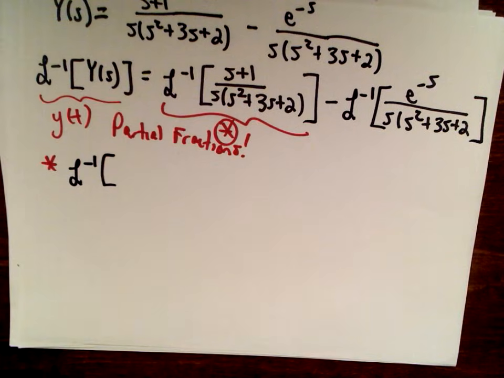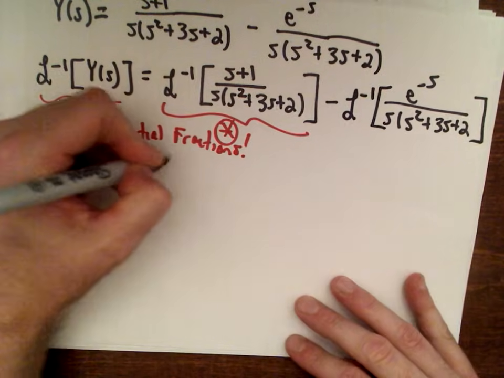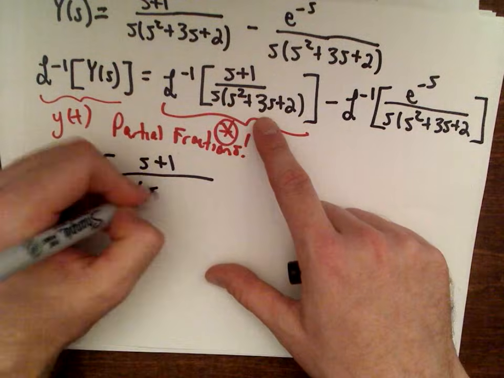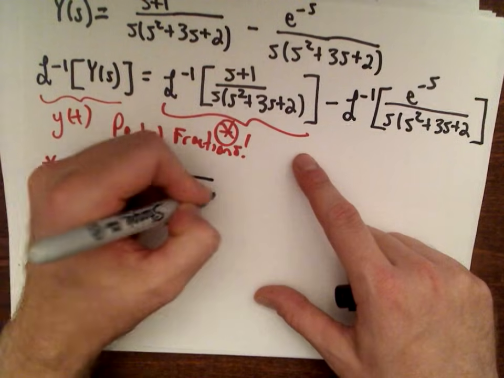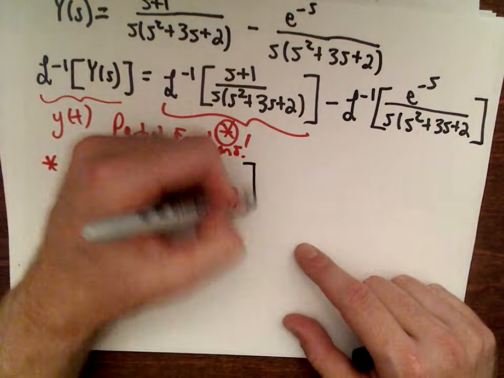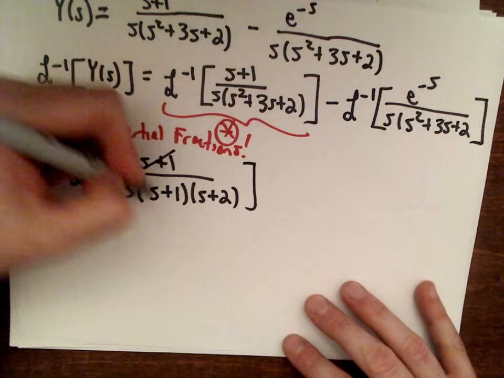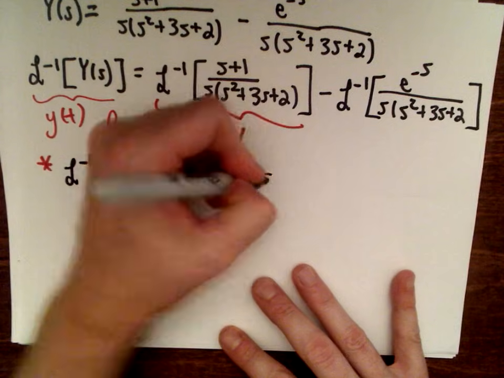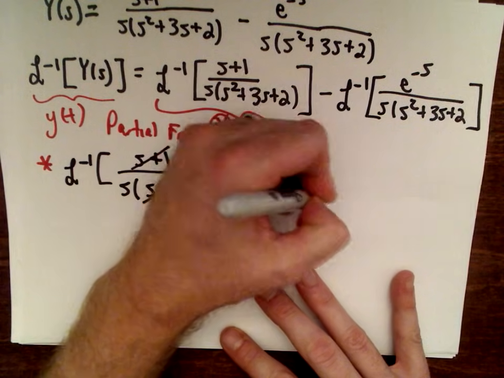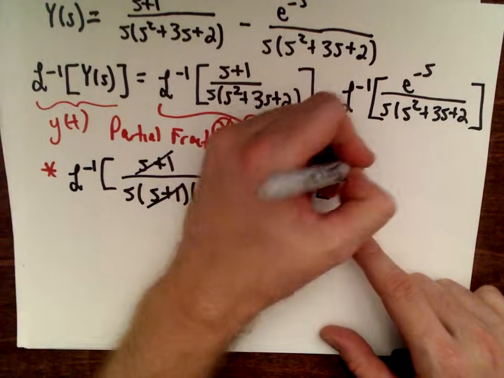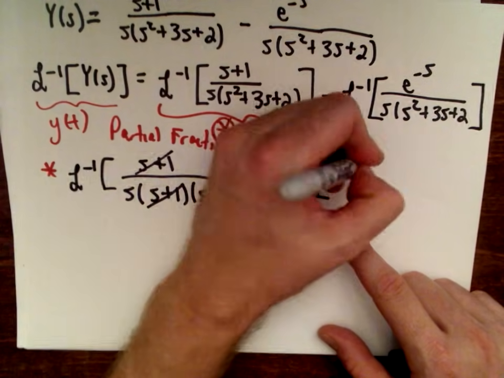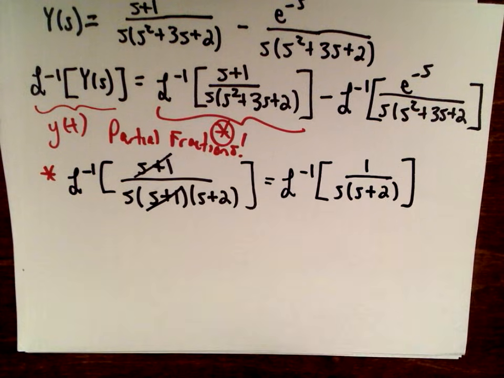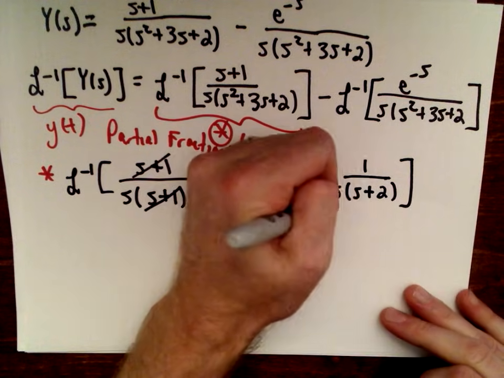So using partial fractions, the first one's kind of nice because if you factor the bottom, s² + 3s + 2 factors as (s + 1)(s + 2). So this one's set up to work a little bit nicely. We can cancel out the s + 1 and the s + 1. So we're left trying to find the inverse Laplace transform of 1 over s multiplied by (s + 2). Now this is where we're going to do partial fractions.